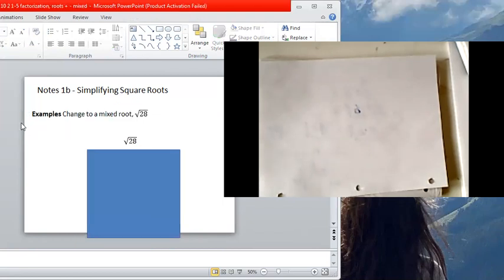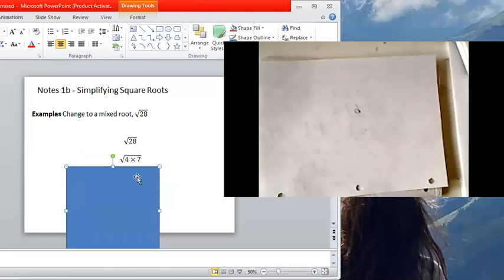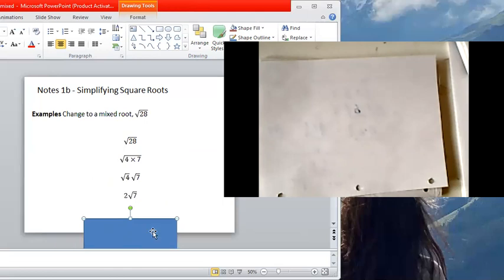Another one, root 28. How can you rewrite the number 28? I happen to know it's 4 times 7. And so, separate them. Square root of 4 is 2. 2 root 7.